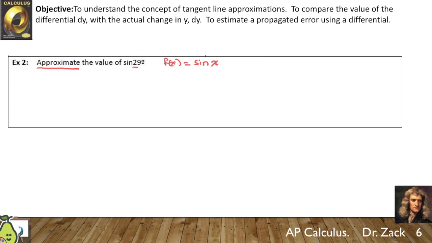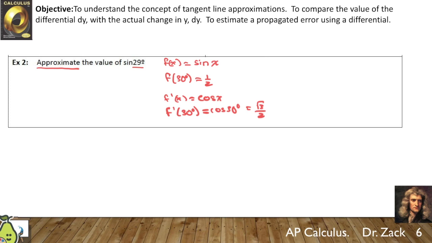Now, 29 degrees is close to 30 degrees. So we should write the equation of the tangent line at 30 degrees. And we know that f of 30 degrees is equal to 1/2. When we find the derivative, f prime of x is going to be equal to cosine of x, and the f prime of 30 degrees, which is your slope, is going to be the cosine of 30 degrees, and that, of course, is √3/2.